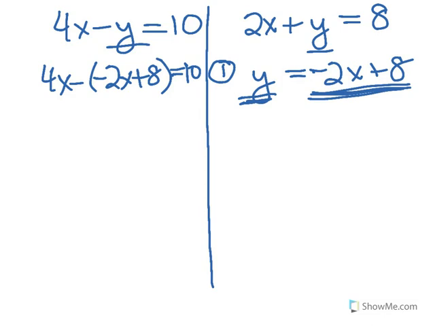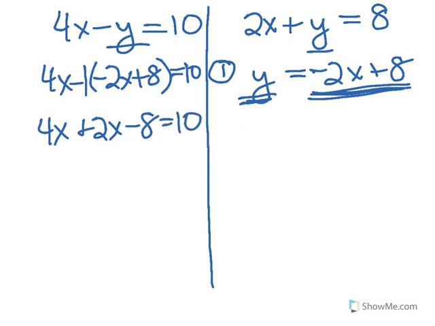Now that we've got that first substitution, it's time to clear the parentheses. Remember that if you have a negative sign in front of a set of parentheses, what you've really got is a coefficient of negative 1. Using the distributive property then, negative 1 times negative 2x is positive 2x. And negative 1 times positive 8 is negative 8. And all that, of course, is still equal to 10.